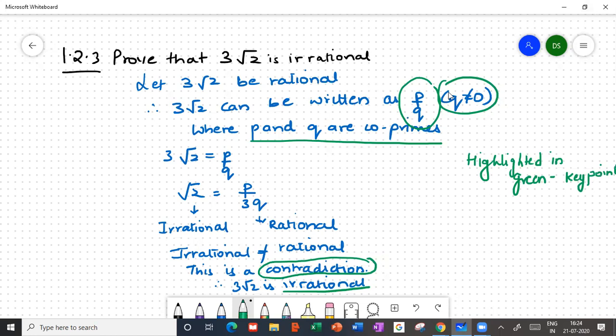Shouldn't 3 be multiplied by P and not Q? Huh? Okay. Why would that be? So 3 is in the numerator here, right? So it will go in the denominator on the RHS, isn't it? Why will it go in the numerator? I'm confused.